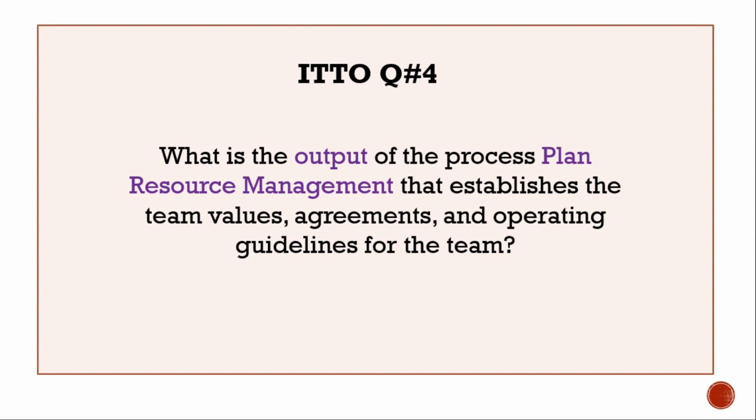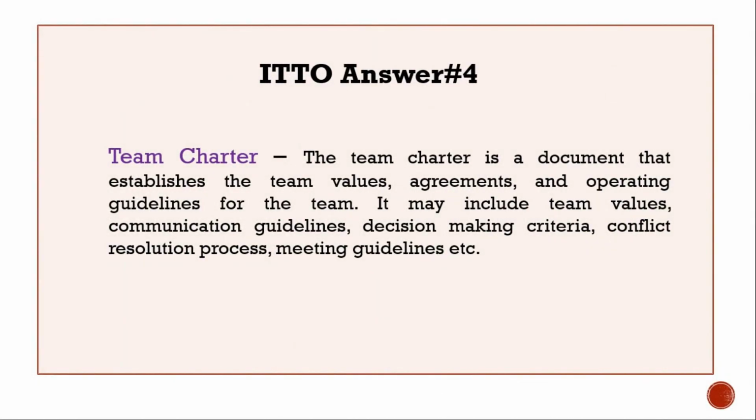ITTO question number 4. What is the output of the process plan resource management that establishes the team values, agreements, and operating guidelines for the team? Answer: team charter. The team charter is a document that establishes the team values, agreements, and operating guidelines for the team. It may include team values, communication guidelines, decision-making criteria, conflict resolution process, meeting guidelines, etc.